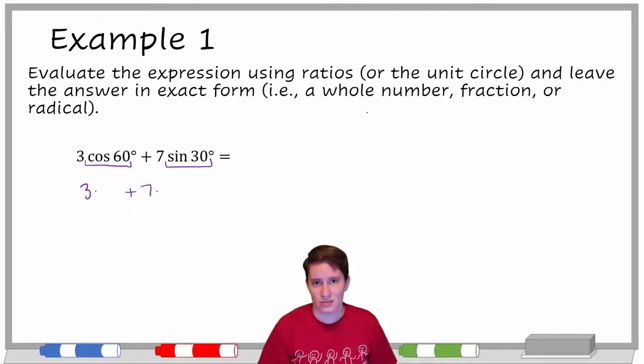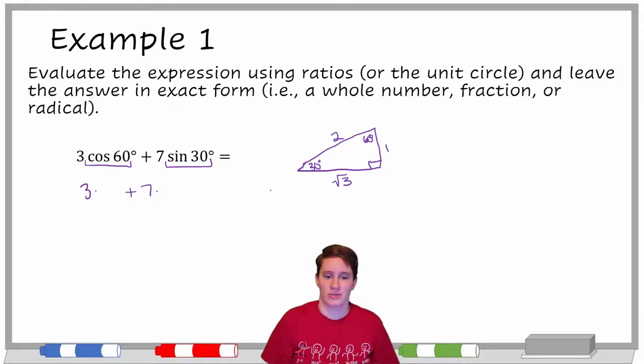There's at least 2 ways to figure out cosine 60 and sine 30. One of them is just to draw yourself a special right triangle. Beautifully done here. So this would be 30 and 60. The hypotenuse is 2. The shorter leg is 1. This is square root of 3, and then use the ratios for cosine and sine.